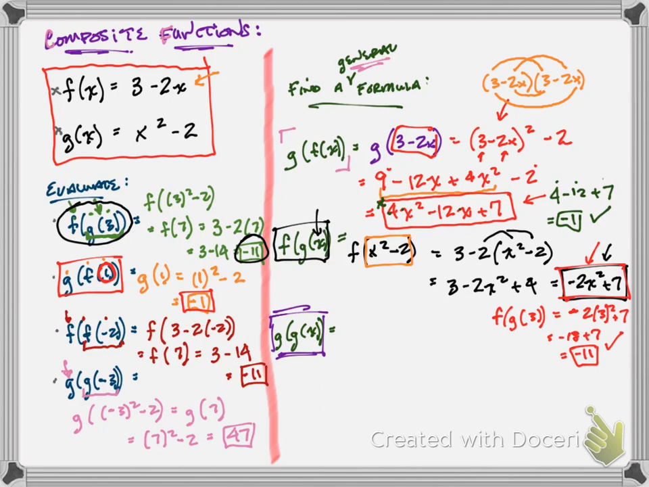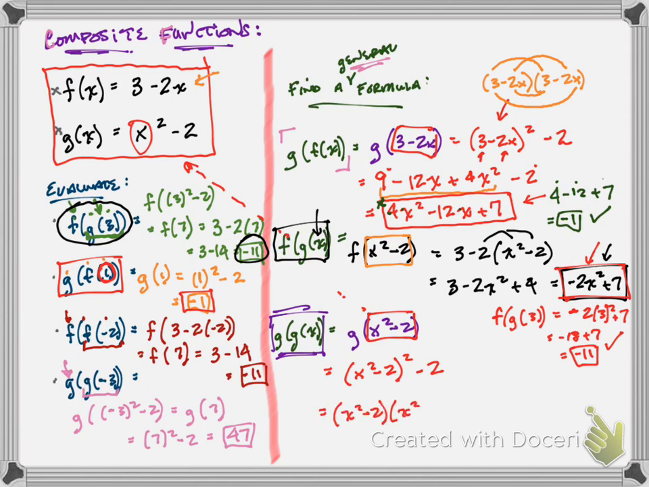So what's a general formula for g of g of x? G of g of x is the same as saying g of x squared minus 2. And so x squared minus 2 gets put in to g of x. So g of x squared minus 2 is the same as saying quantity x squared minus 2, quantity squared, minus 2, which is x squared minus 2 times x squared minus 2 minus 2.